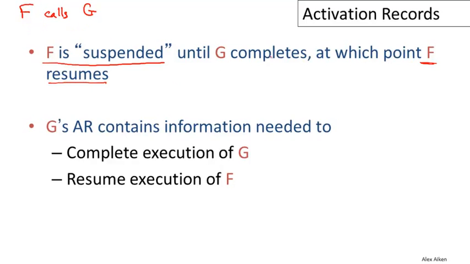And so G's activation record is going to have information in it that will help us to complete the execution of G. So there'll be some information about G that we just need in order to run G, but also G's activation record is going to have to store whatever we need to be able to resume the execution of procedure F.